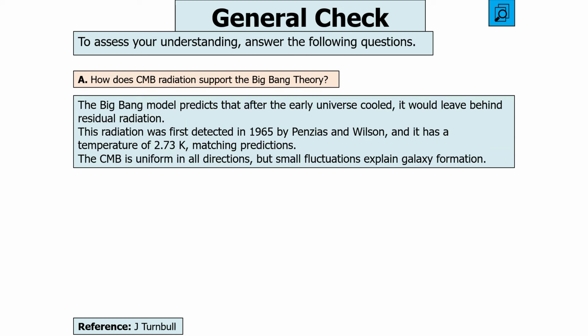The Big Bang model predicts that after the early universe cooled, it would leave behind residual radiation. The radiation was first detected in 1965 by Penzias and Wilson and has a temperature of 2.73 Kelvin, matching predictions. The CMBR is uniform in all directions, but small fluctuations in it explain galaxy formation.